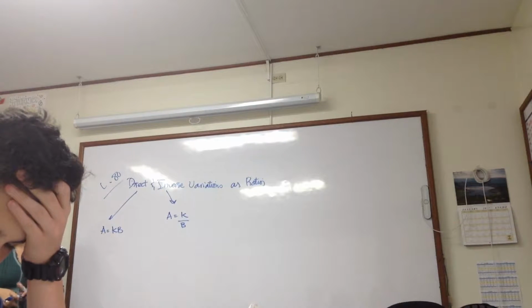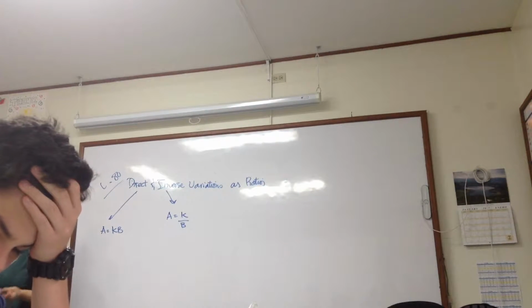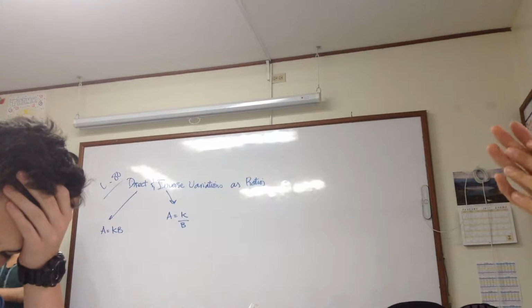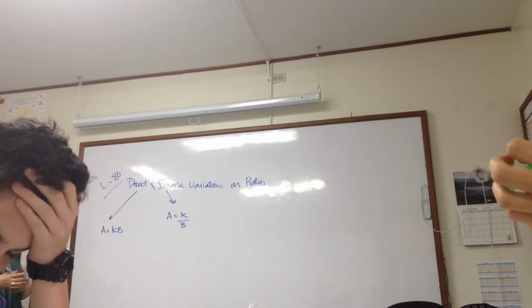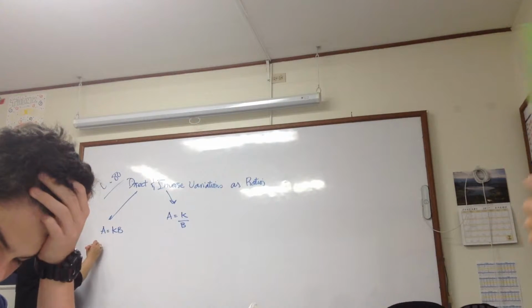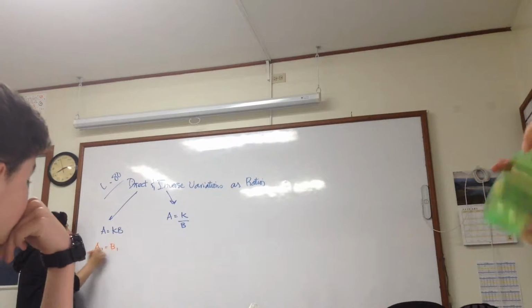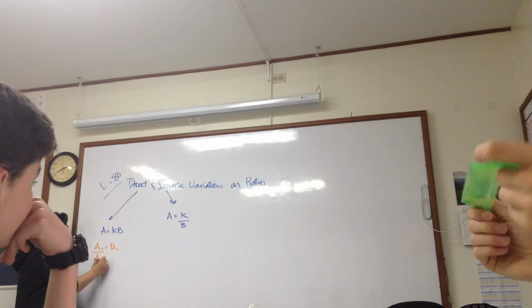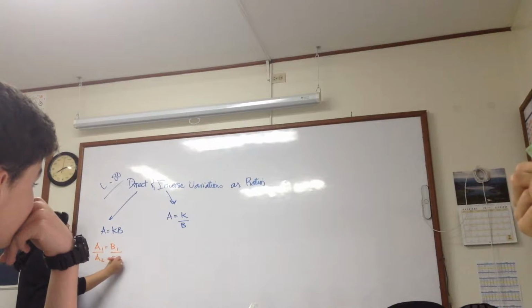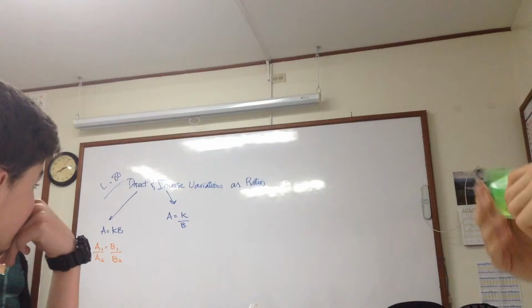Now we're going to see it as ratios. A ratio is a fraction, right? Because ratio, like rational, or anything that has a ratio, it's an implied division. So instead of looking at it like this, we're going to see it like this: A1 is to B1 as A2 is to B2. That would be direct variation.